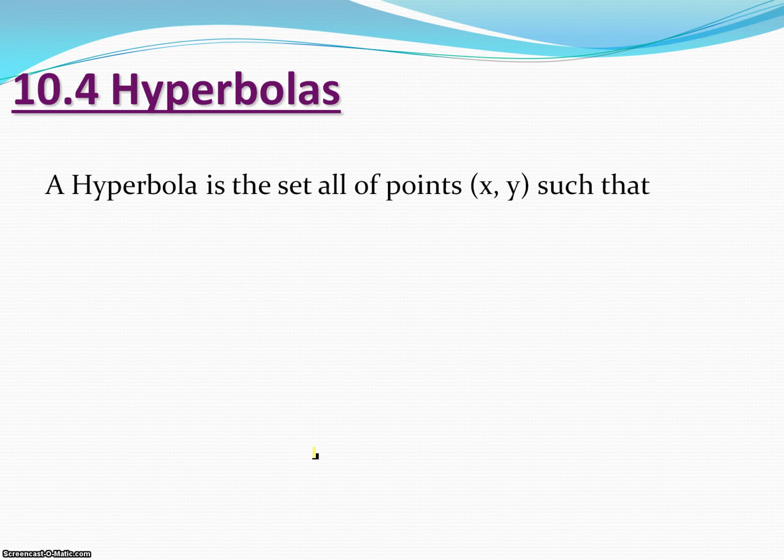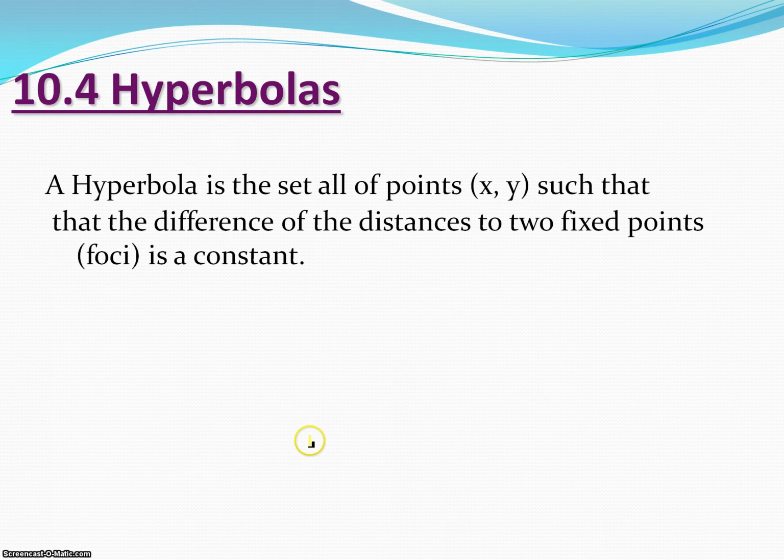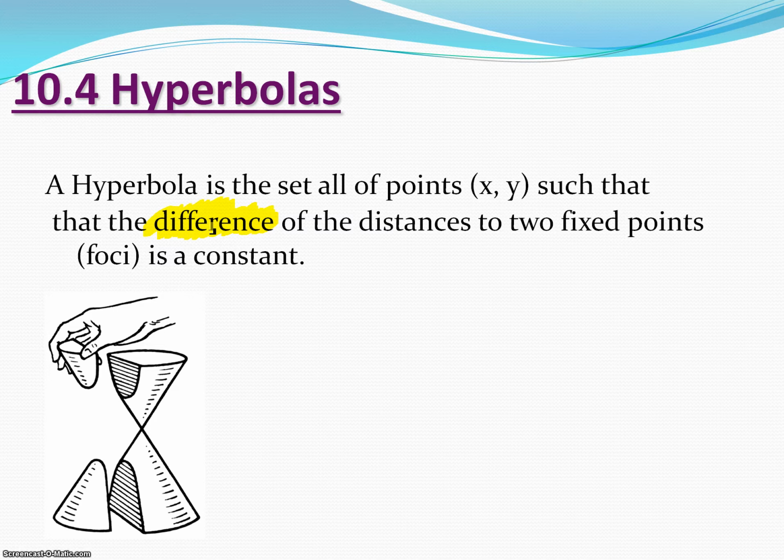So what is a hyperbola? A hyperbola is the set of all points such that the difference of the distances is a constant. So ellipses were the sum of the distances. A hyperbola is the difference of the distances. So what does a hyperbola look like? Well, to start with, a hyperbola is a slice through a double cone, just like all conic sections. In this case, if we slice straight down, we get two mirror image curves.